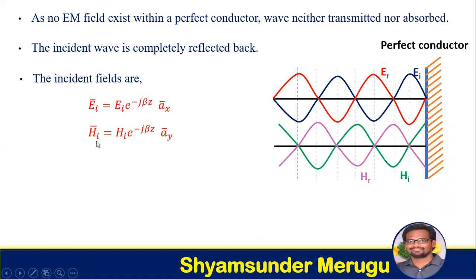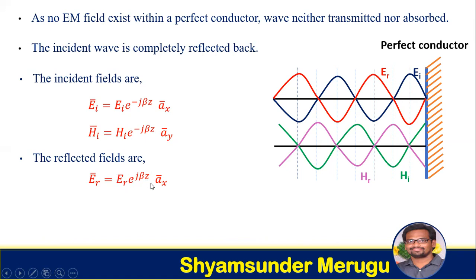a_x indicates the direction of orientation of the electric field along the x-axis. Coming to the magnetic field, H_I bar is equivalent to H_I e power minus j beta z a_y bar. H_I is the magnitude, e power minus j beta z indicates the direction of propagation, that is along the z direction, and a_y bar indicates the orientation of the magnetic field along the y-axis. In the same way, writing the expression for the reflected fields, we can write E_R bar is equivalent to E_R e power j beta z a_x bar.